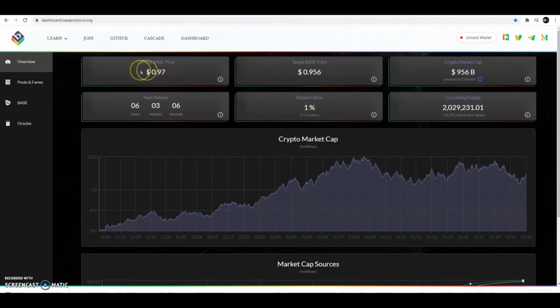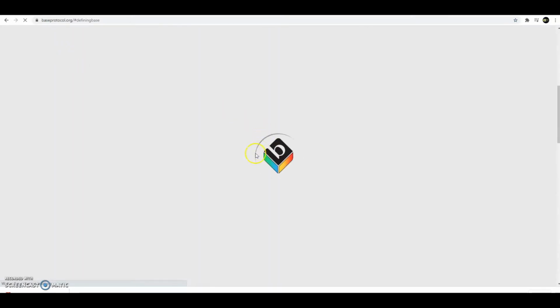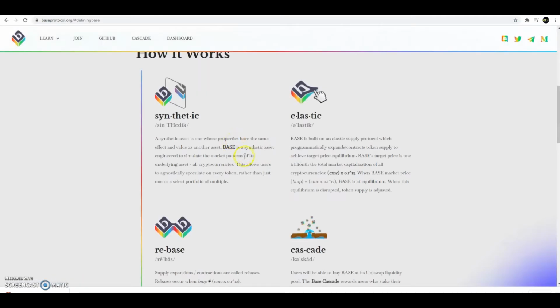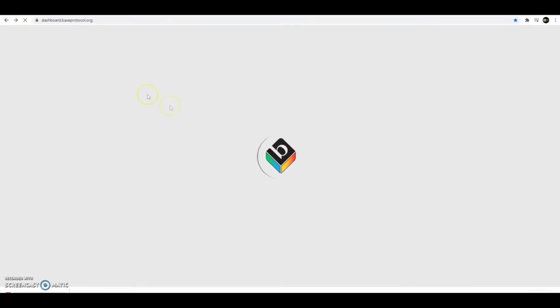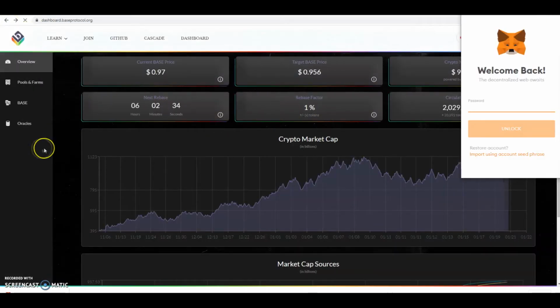And so let's start off with this here. You come here, you get to learn. This is where you would go and they'll show you their white paper. It will also explain the terminology that they use when it comes to the kind of assets that they are using. So it's like elastic, synthetic, rebase, and they tell you what they cascade, which is where you can gain rewards by staking your LP tokens. But we'll talk about that later on. So let's go back to the dashboard.